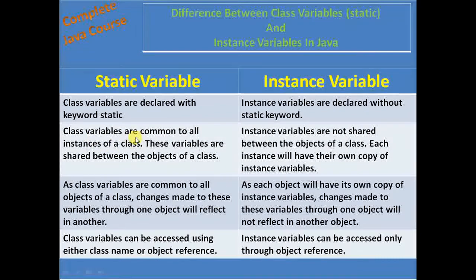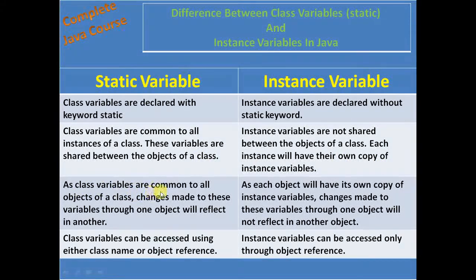Number 2. Class variables are common to all instances of a class. These variables are shared between the objects of a class. It means a static variable is common for all the objects of a class, and this variable is shared by all the objects. Instance variables are not shared between the objects of a class. Each instance will have its own copy of the instance variable.